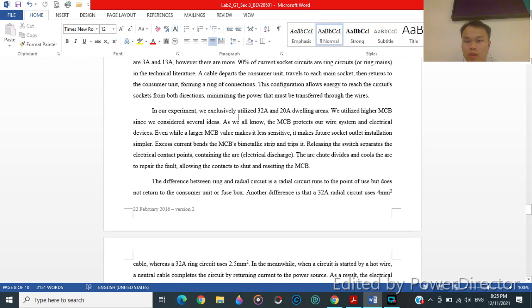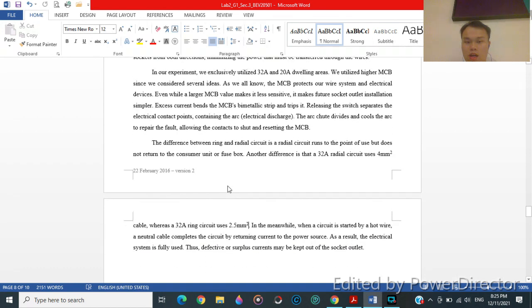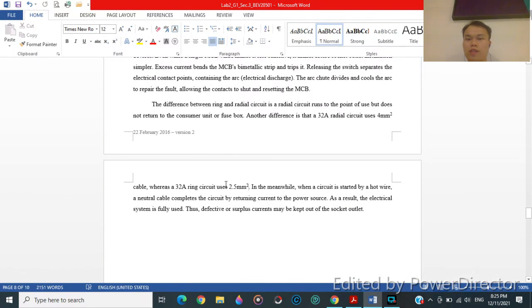In our experiment, we are considering 32 ampere and 20 ampere circuit areas, and we'll be using higher miniature circuit breakers since the MCB will protect our wire system and electrical devices more safely. And for the difference of the ring and radial circuits, the radial circuit uses 4mm square cables, whereas the ring circuit will use 2.5mm square cables in both 32 ampere circuit systems.